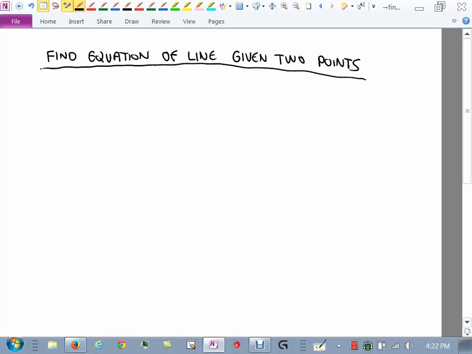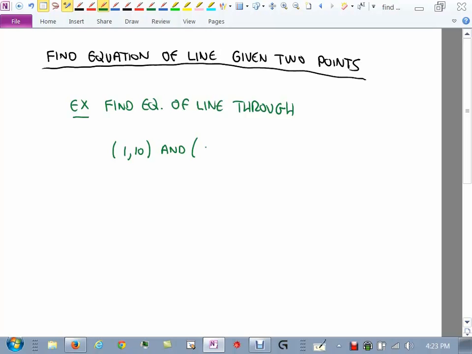So here's the method we use. And I'm just going to do this with an example. Let's find the equation of the line through these 2 points: (1, 10) and (-1, 7).